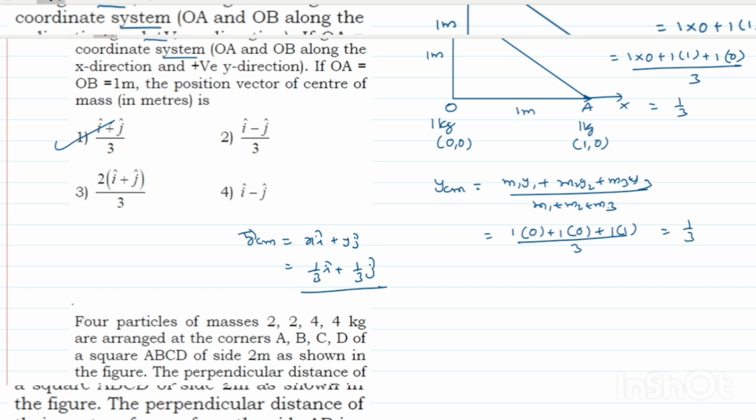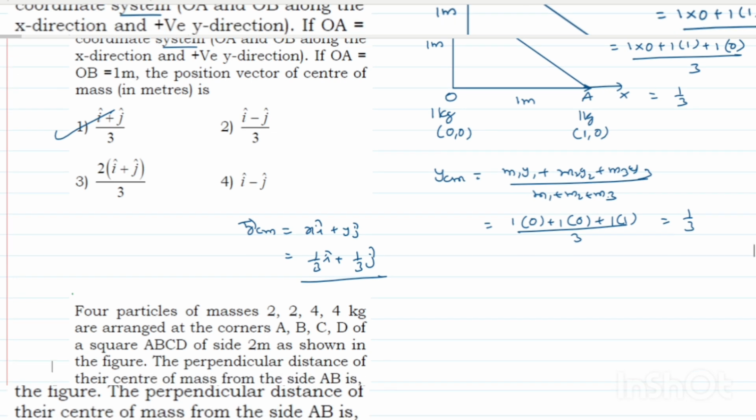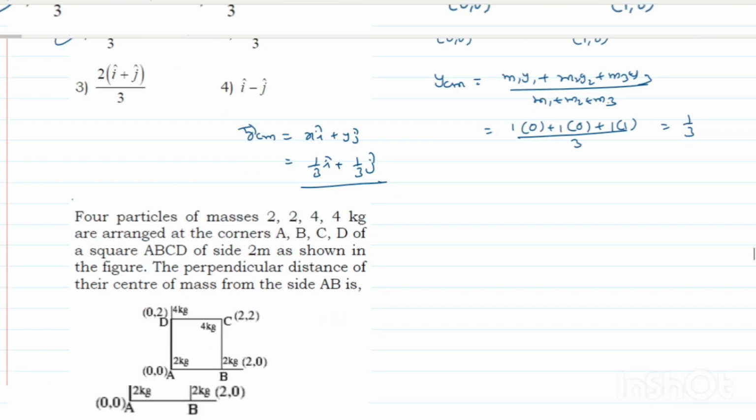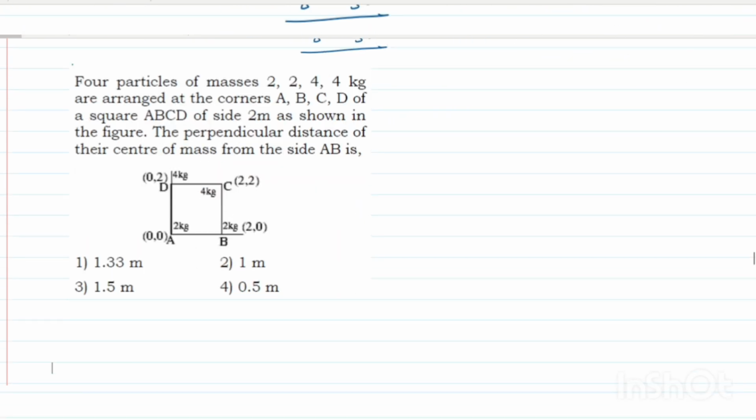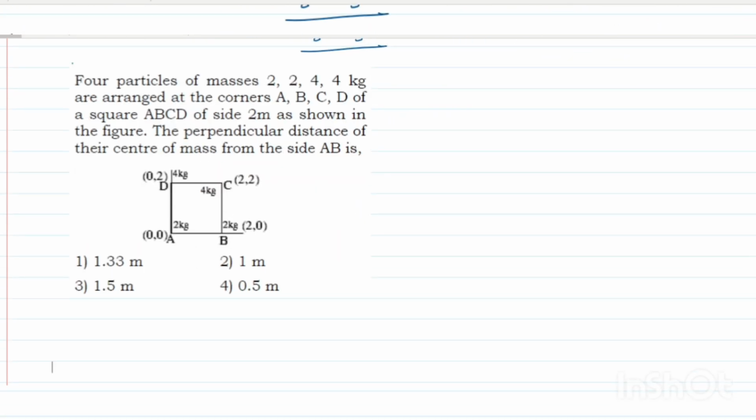Now let us take the next question, students. Here you will be getting 4 particles of masses 2 kg, 2 kg, 4 kg and 4 kg, arranged at the corners of a square ABCD of side 2 meter, and they are asking the perpendicular distance of their center of mass from the side AB.